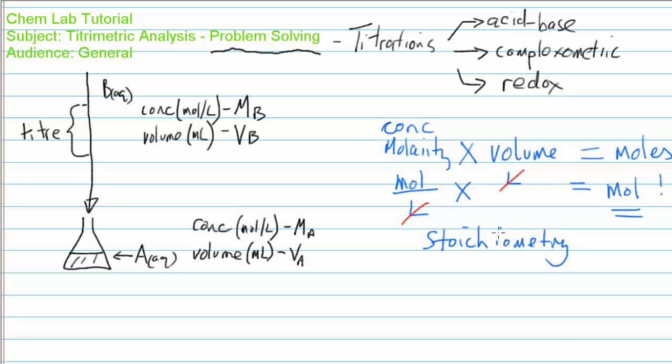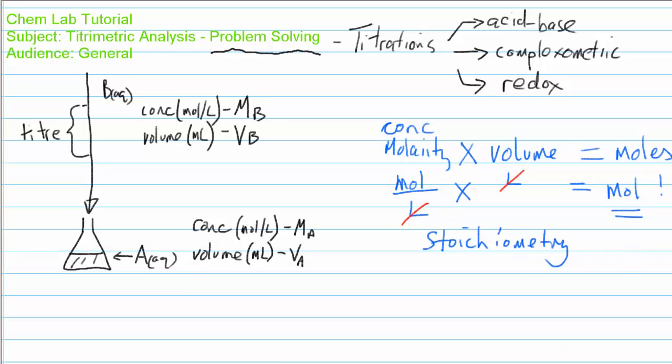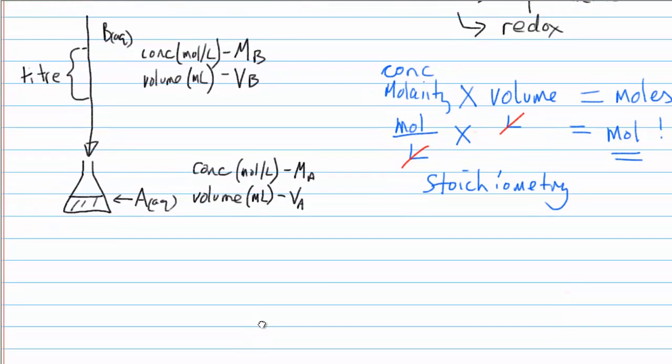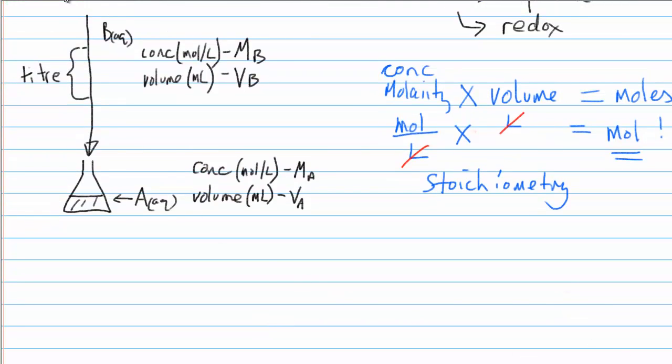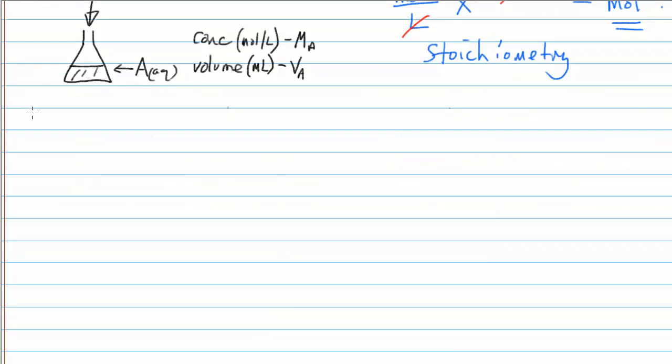We need to know the stoichiometry of the reaction, or at least we need to know the relative numbers of moles of reactants. So we must always write out the balanced chemical equation for the reaction involved in the titration. So let's say this here is the balanced equation: reactant A plus reactant B forming whatever the products might be.